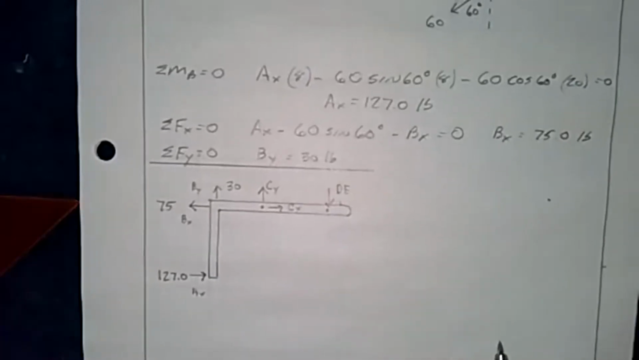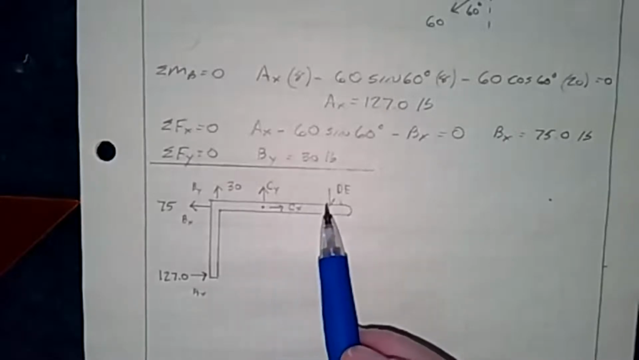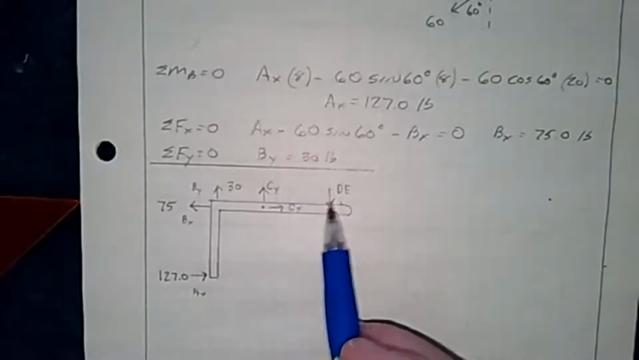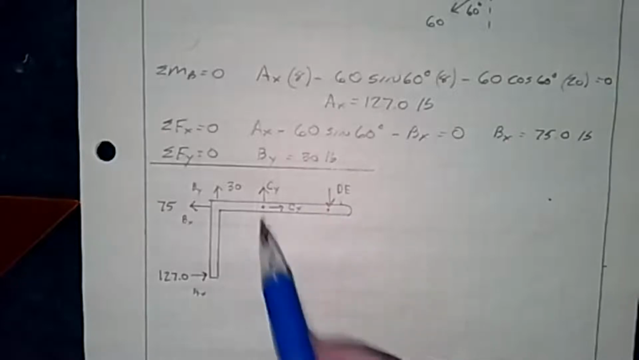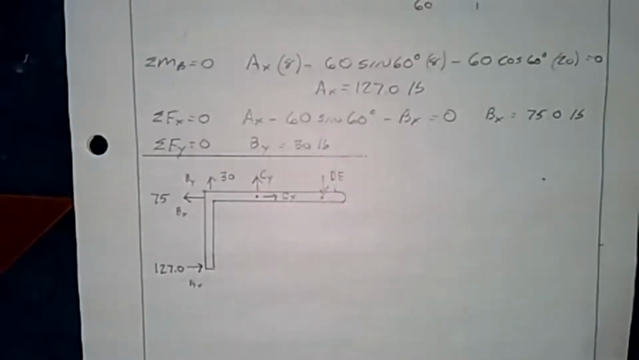So as you can see, if we take a moment about C, we eliminate 2 of our unknowns, and that will allow us to solve for DE. Once we have DE, then we can just sum forces to solve for the rest. And that's pretty much it with all these frames. There's variations in geometry, but there's not really too many tricks.